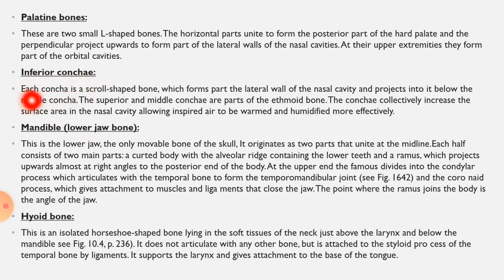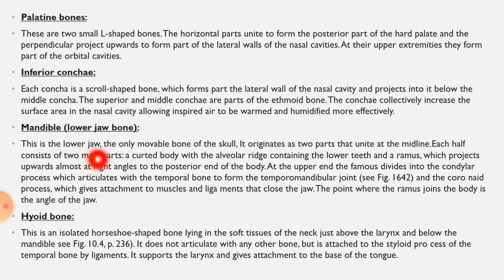Inferior concha. Each concha is a screw-shaped bone which forms part of the lateral wall of the nasal cavity and projects into it below the middle concha, which was a part of the ethmoid bone. The superior and middle conchas are parts of the ethmoid bone. The conchae collectively increase the surface area in the nasal cavity, allowing the inspired air to be warmed and humidified more effectively. Mandible, which is the lower jaw bone.